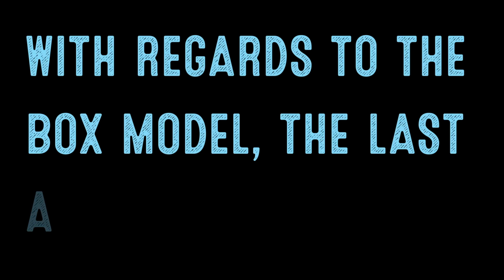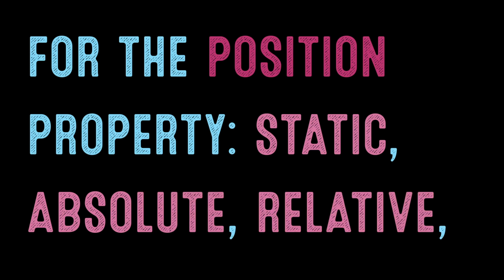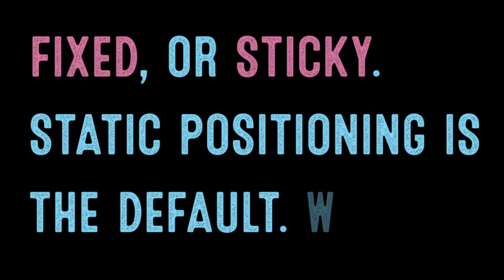The daily code snippet. With regards to the box model, the last aspect we should discuss is positioning. There are 5 values for the position property: static, absolute, relative, fixed, or sticky. Static positioning is the default.